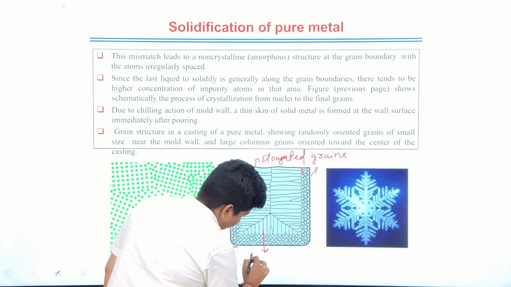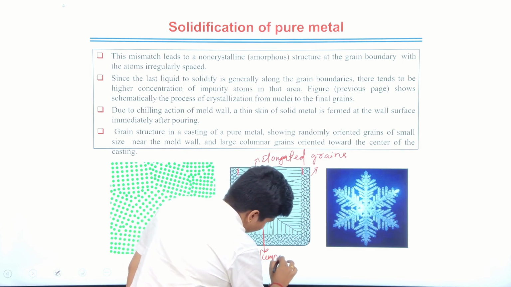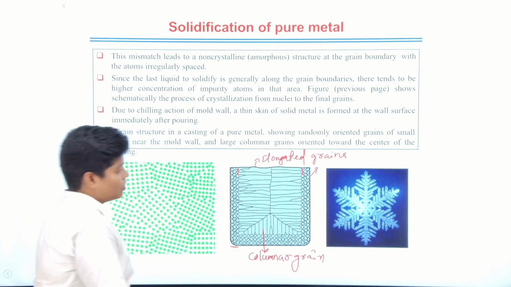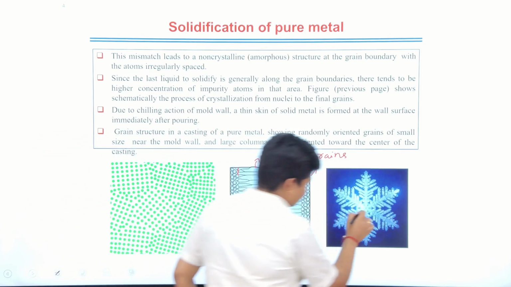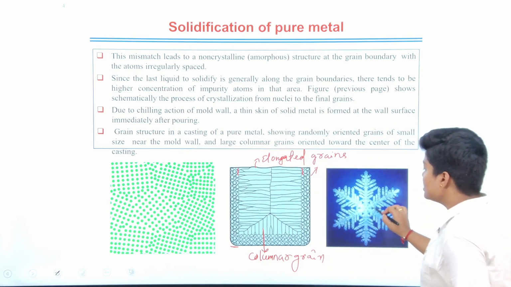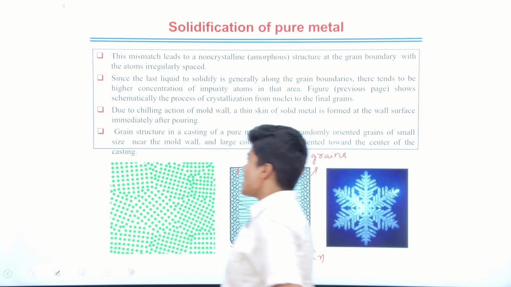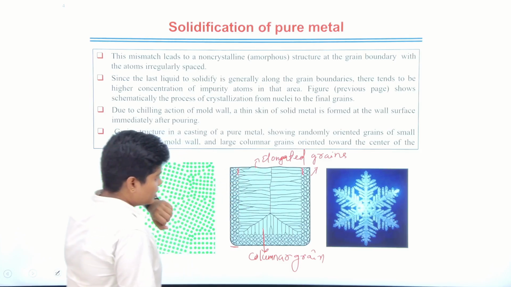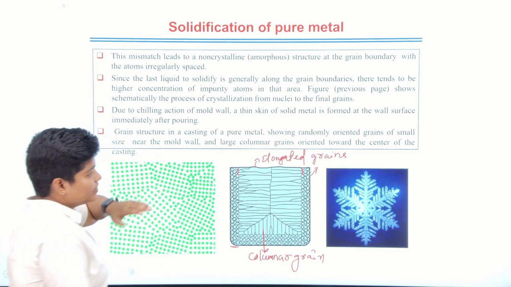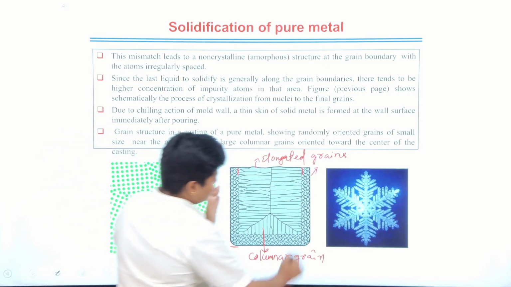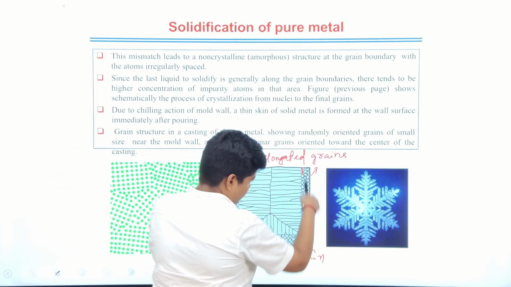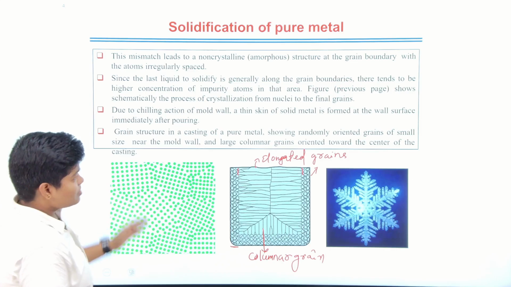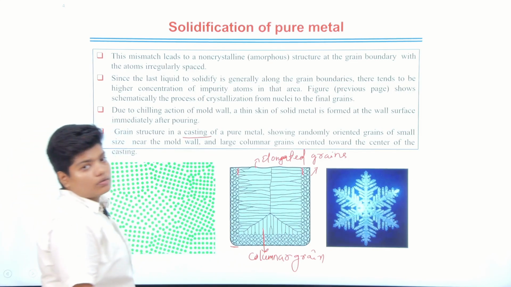Okay, this is known as the columnar grain. And at the center, this is the equiaxed grain. That means at the center the stable nuclei will form. Towards the center the columnar grains will be formed, and the tiny thin little grains will be formed at the surface of the mold wall. Okay, this is known as the casting of a pure metal.